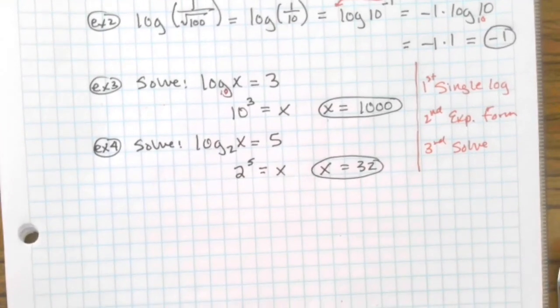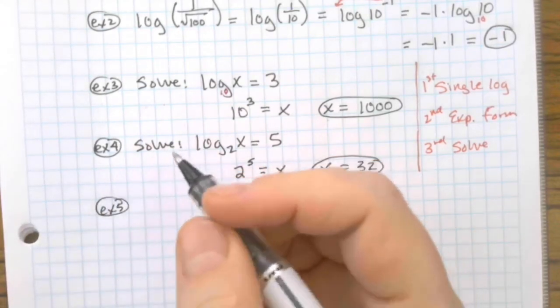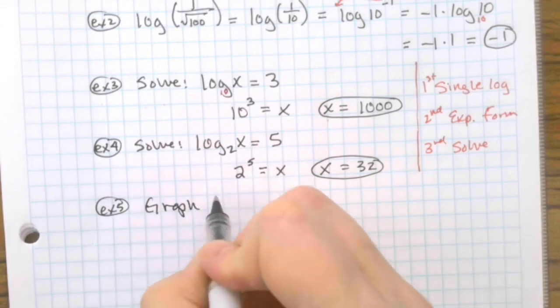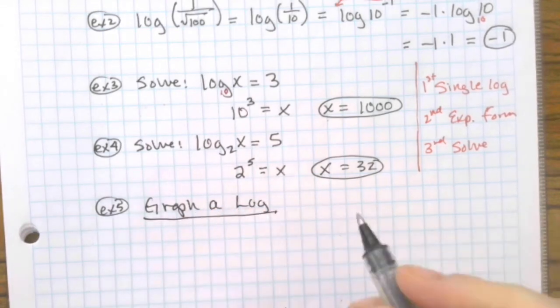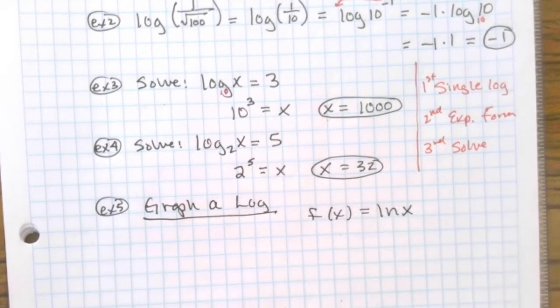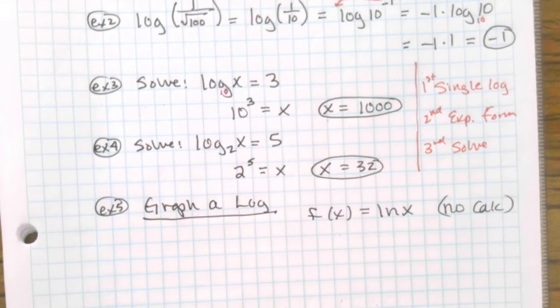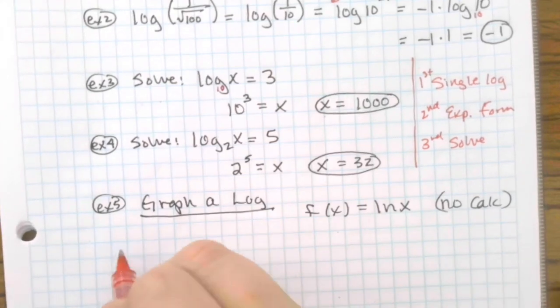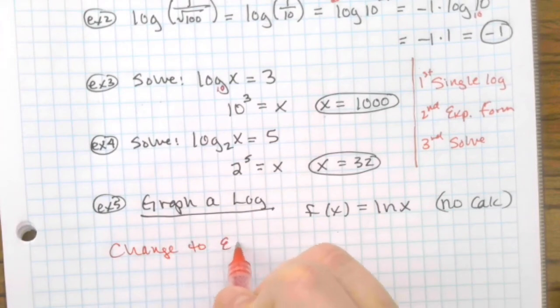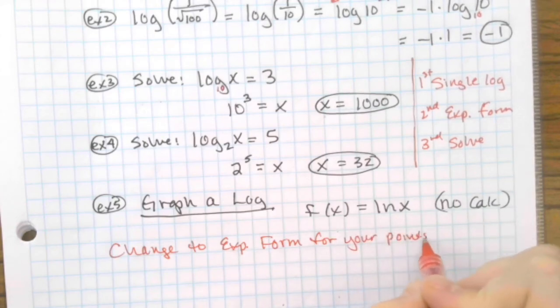Okay, so last one. And for some reason, this just gets people, and it's not that hard. Anytime you want to graph a log. So graph a log, and we're going to do f of x equals natural log of x without a calculator. Okay, so when you want to graph a log, the problem with natural log is that we don't have a way to calculate it without a calculator. So what you're going to want to do is change to exponent form for your points.